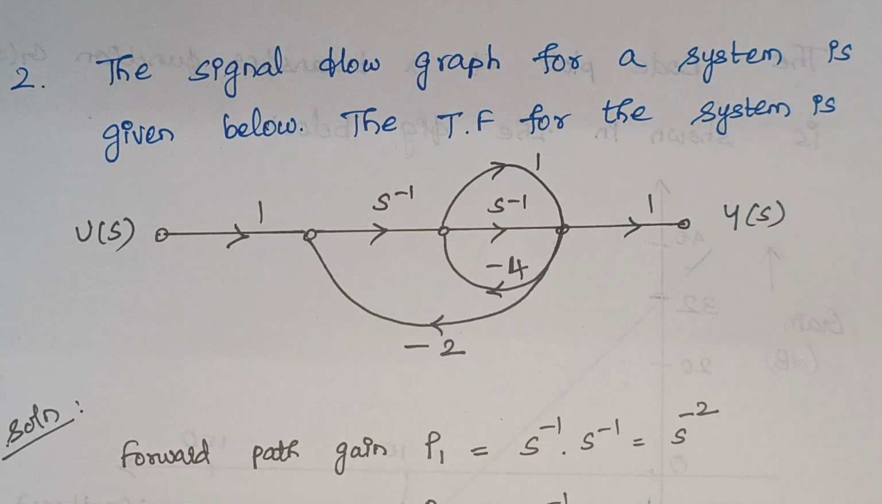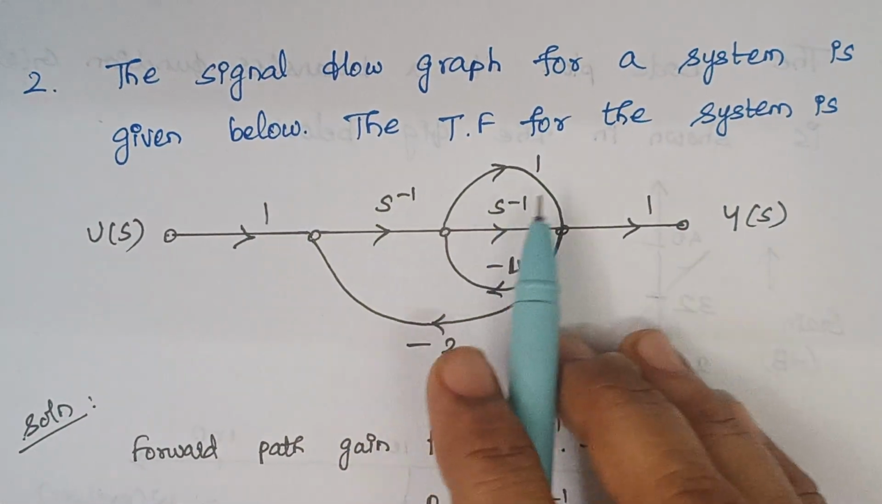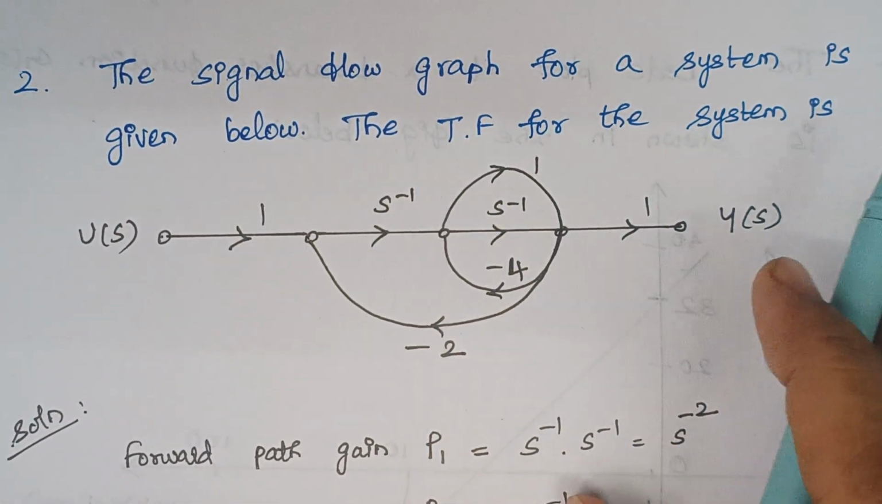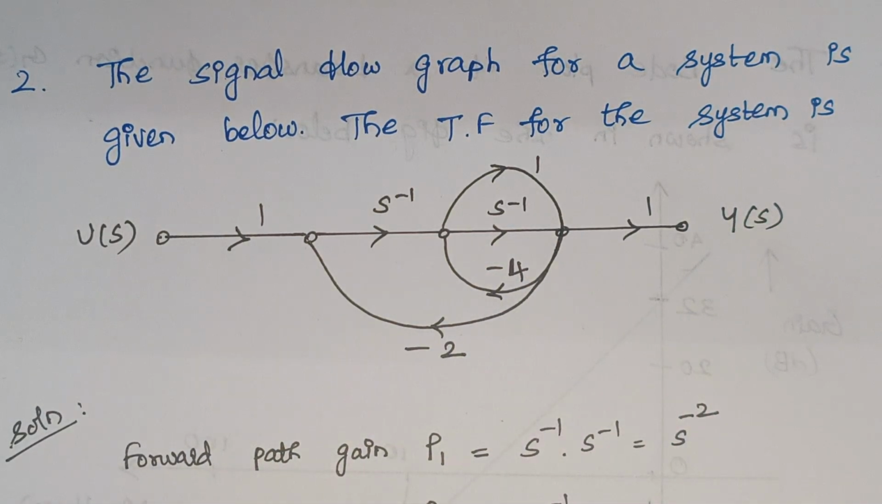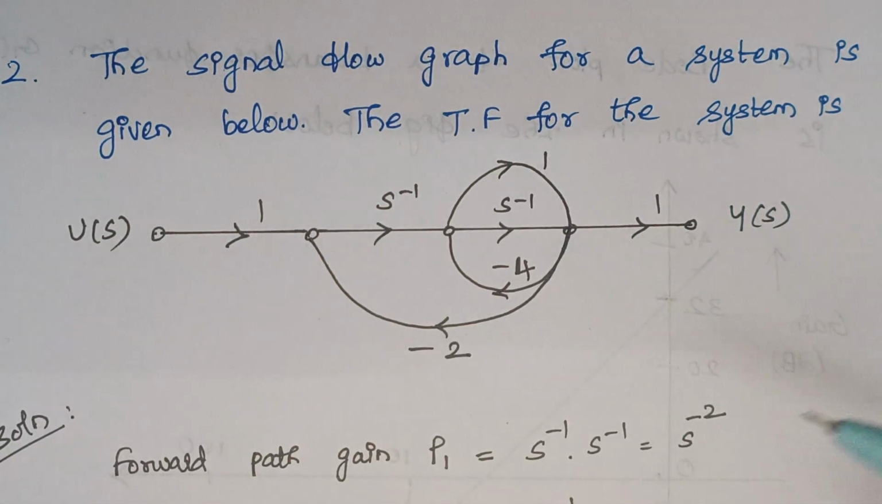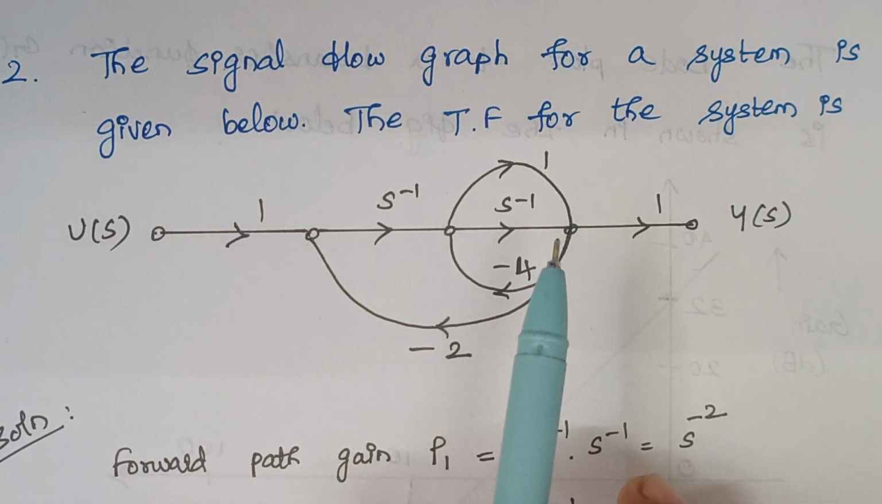The second problem: the signal flow graph for a system is given below. The transfer function for the system is? The signal flow graph is given and we have to calculate the transfer function. As usual, we have to proceed with the steps. We have to calculate the forward path gain. So what is the forward path? What are all the forward paths available here?